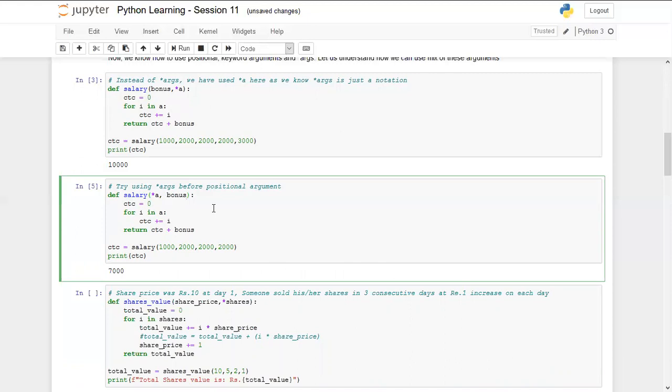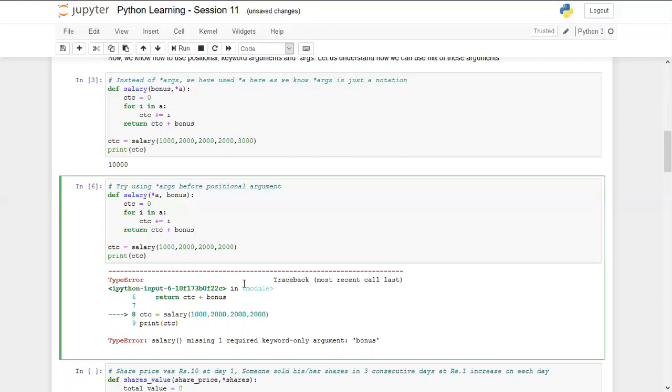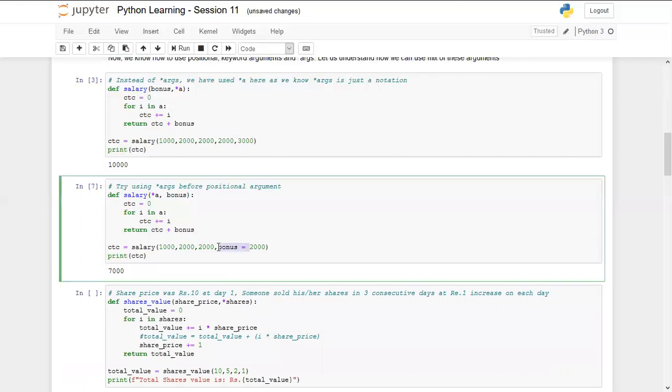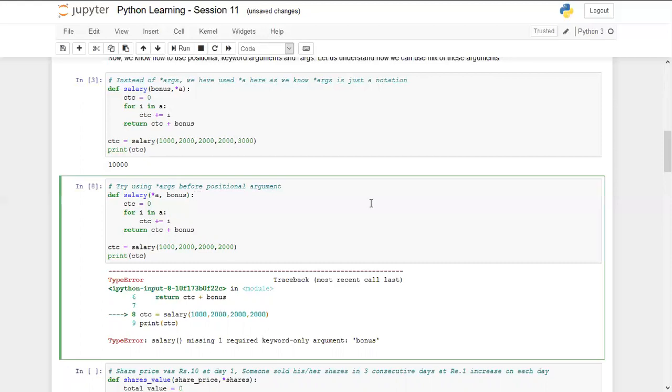Also focus on the error: it is assuming that we are trying to pass a keyword argument, which is not acceptable here. And if you are defining a keyword argument, you have to give it something like this: bonus equals 2000. I will come to this point, but I just wanted to make sure you understand the concept that there is a precedence that should be followed while working with user-defined functions.